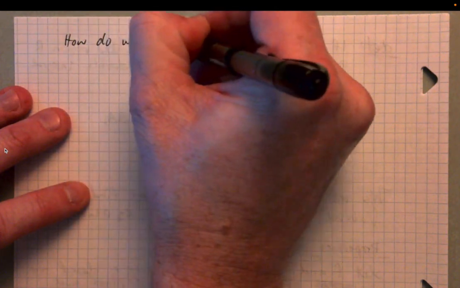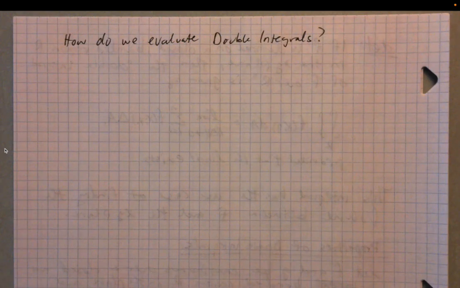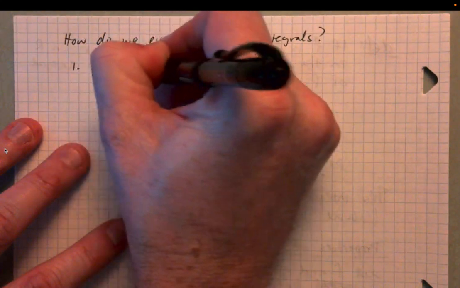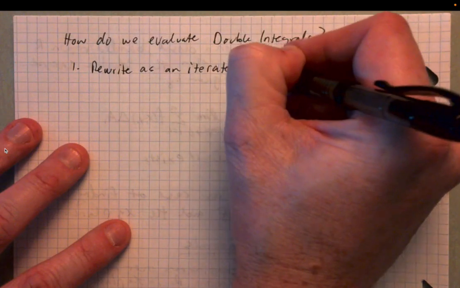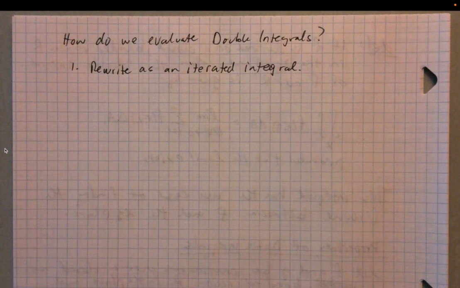Okay, so now the question comes up. We maybe get a sense for what a double integral is now. It's a volume. How do we evaluate them? How do we evaluate double integrals? Normally the first step in evaluating a double integral is to rewrite it as an iterated integral. Now there may be some exceptions to this, but in general this is what you want to do. In general we'll want to rewrite our double integral as an iterated integral, hence the necessity of doing 4.1 first before we got into this.